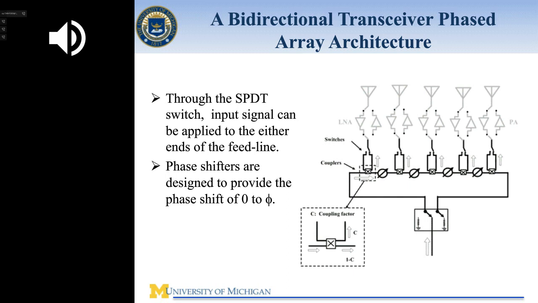Now, as you switch the direction, the signal is injected from the right side towards the left, and therefore you can scan the beam in the other direction. So in this way, one can reduce the amount of phase shift required for each phase shifter.